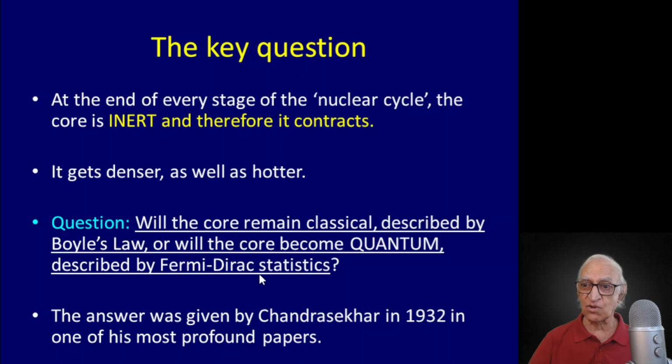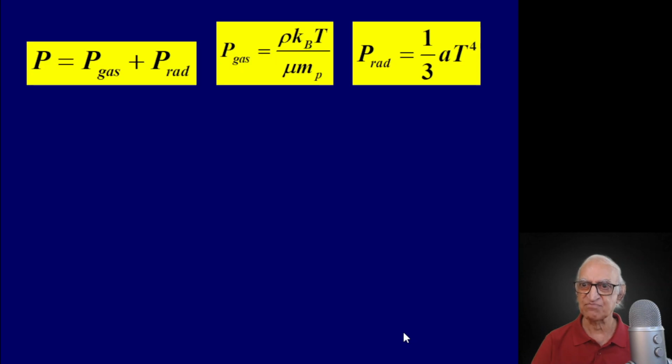Whether or not the core will remain classical was answered by Chandrasekhar in a very famous paper in 1932. He was only 21 years old at that time. In my very humble opinion, this is perhaps the most profound paper he wrote in that phase of his career. In fact, it's even more profound than the paper for which he is most famous and for which the Nobel Prize was awarded many years later.